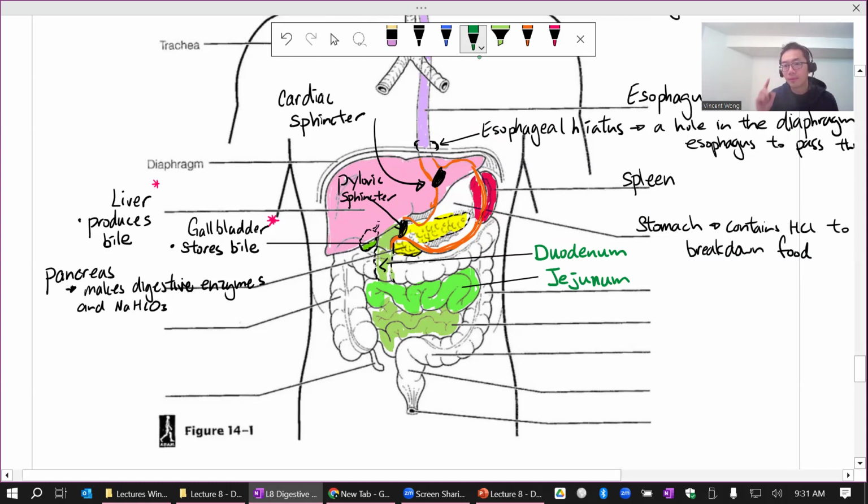So which one is the transverse colon? Is it the duodenum? No, the transverse colon we're not there yet. It's this thing right here. Okay, but we're gonna get to it. The transverse colon is part of the colon, which is part of the large intestine. But the duodenum goes behind the transverse colon. Oh, yeah. And then after the jejunum, it's gonna become the ileum.